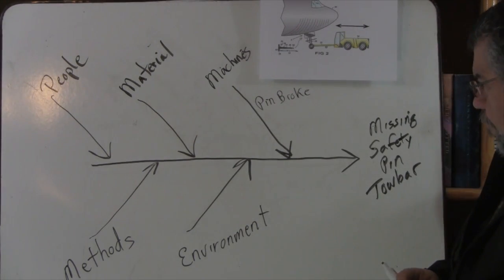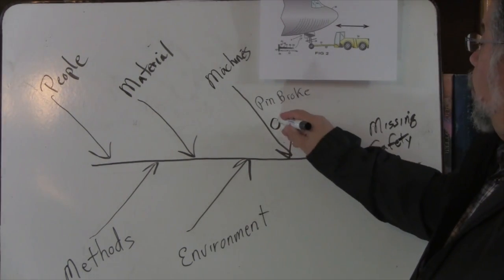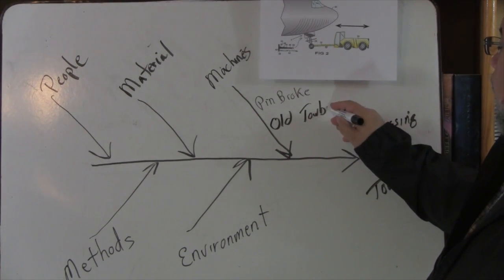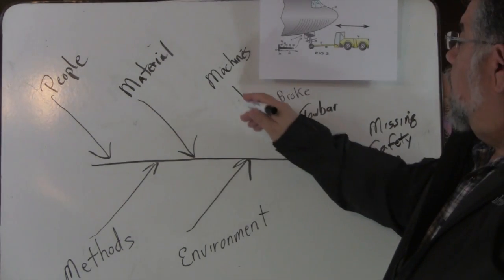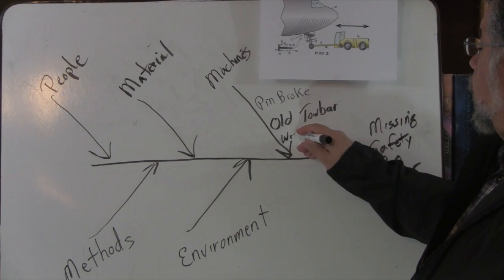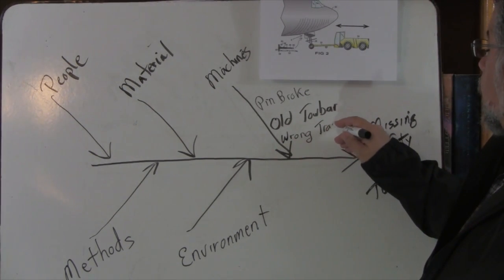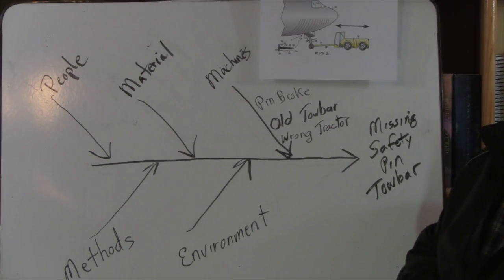And maybe, Sammy, you could contribute something here in the machine area. Old tow bar? Yes, the tow bars are old, I understand, right? So that could be it. Anything else in the machine area? Maybe it was the wrong tractor. Okay, yeah, if we used too big a tractor for that tow bar, that would maybe have caused the problem. All right, anything else in the machine area?